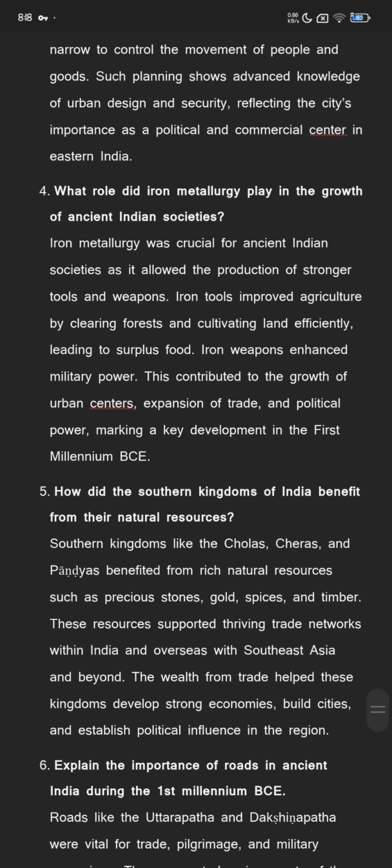What role did iron metallurgy play in the growth of ancient Indian societies? Iron metallurgy was crucial for ancient Indian societies as it allowed the production of stronger tools and weapons. Iron tools improved agriculture by clearing forests and cultivating land efficiently, leading to surplus food. Iron weapons enhanced military power. This contributed to the growth of urban centers, expansion of trade, and political power, marking a key development in the first millennium BCE.